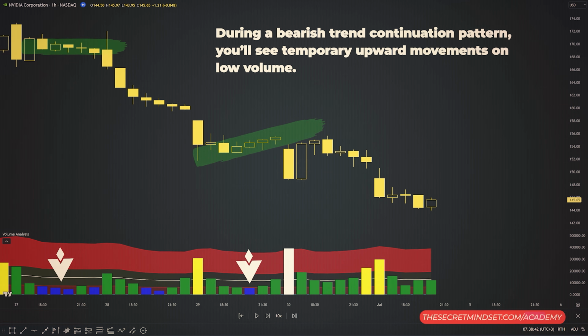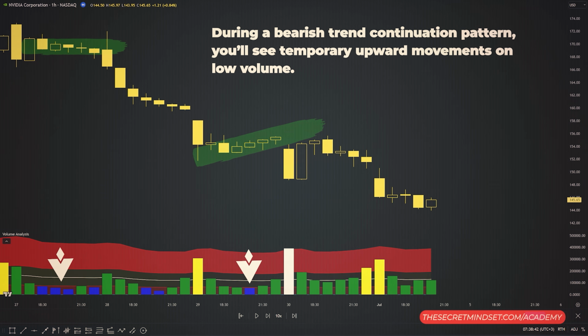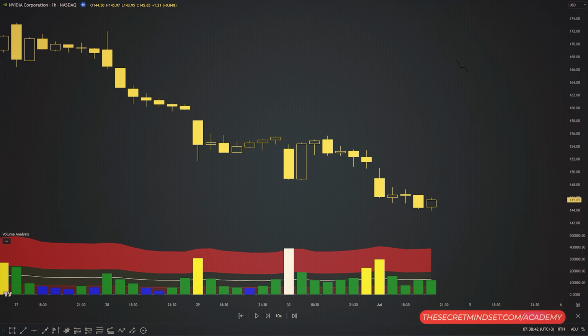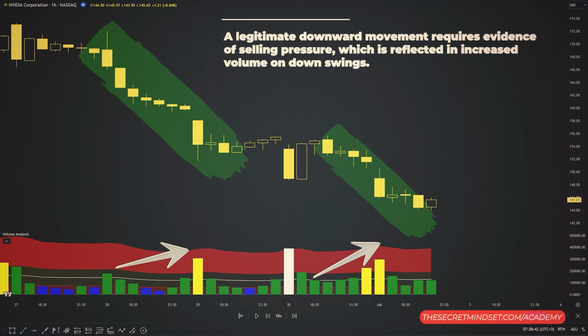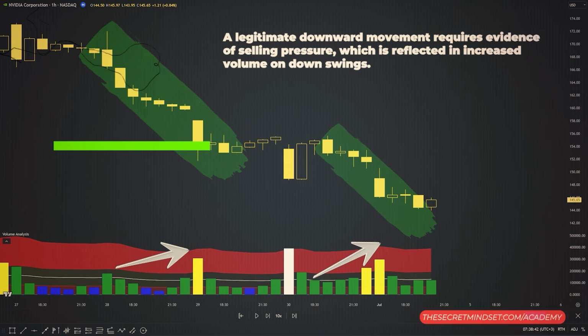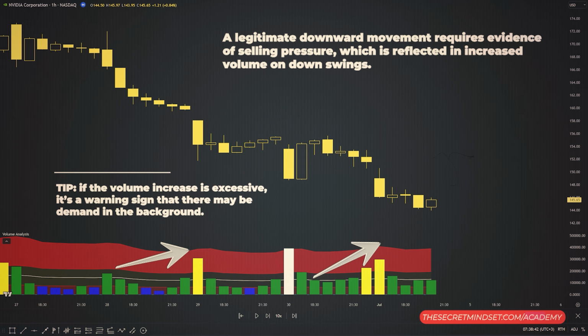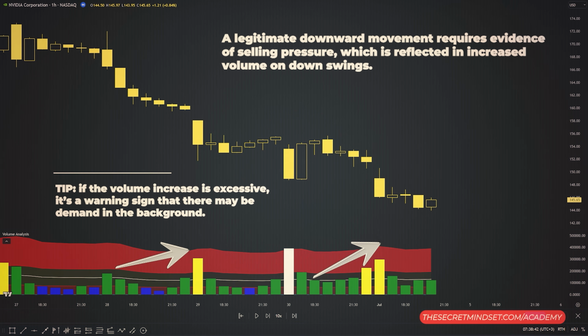During this pattern, you may see temporary upward movements on low volume. This implies that professional traders are not interested in higher prices and are not actively participating. A legitimate downward movement requires evidence of selling pressure, which is reflected in increased volume on down bars when the present candle closes lower than the previous candle. However, if the volume increase is excessive, it's a warning sign that there may be demand in the background.